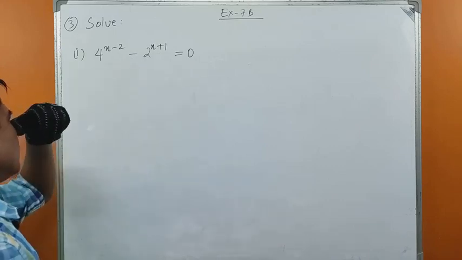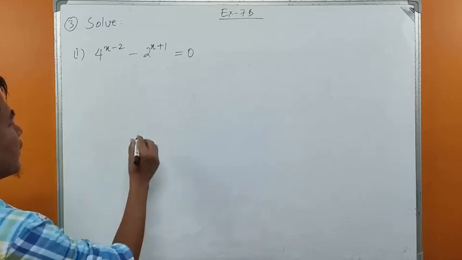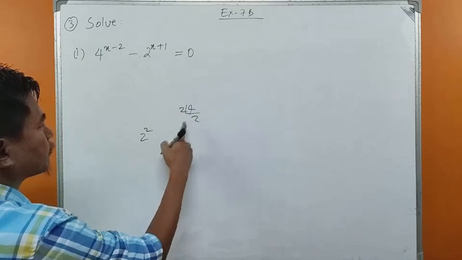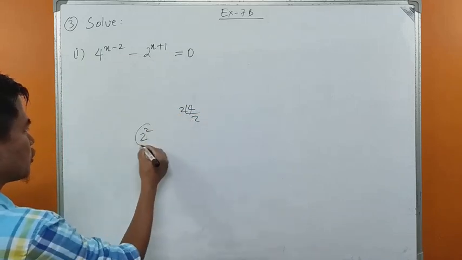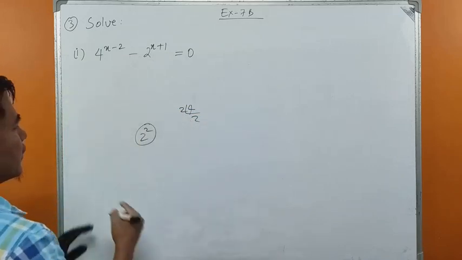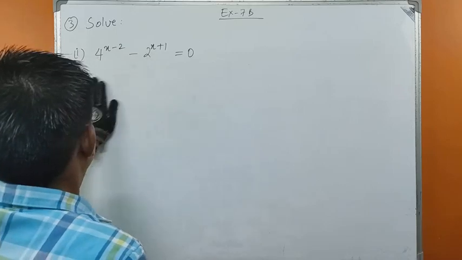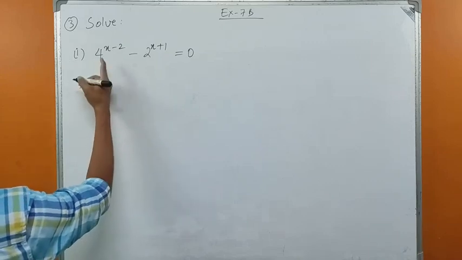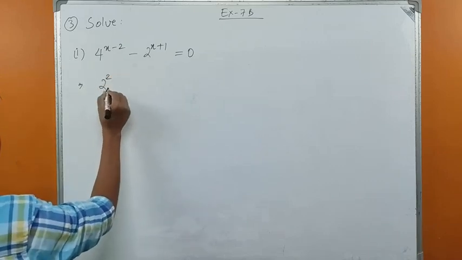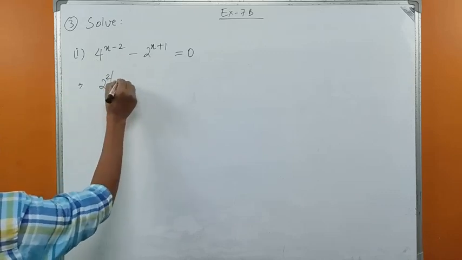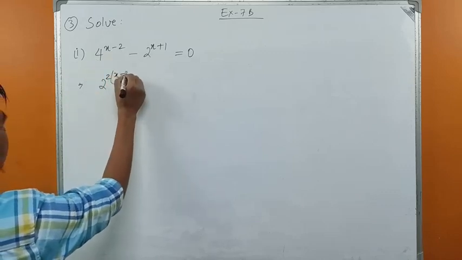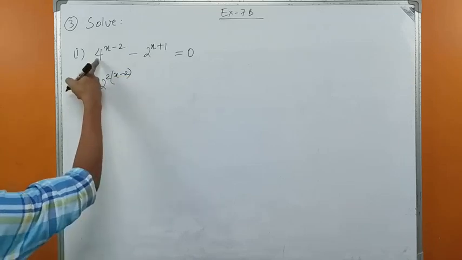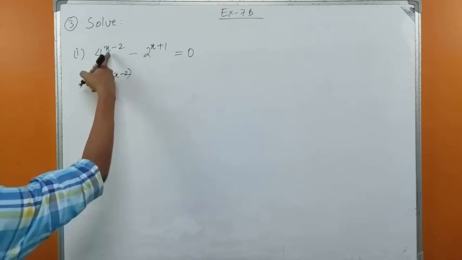Instead of writing 4, we can write 2 squared, isn't it? 4 means 2 2s are 4. 2 multiplied 2 times gives us 4. So 2 squared can be written as 4, or this 4 can be written as 2 squared. 2 squared is 4, and we have x minus 2 already as a power of 4, isn't it? So this 4 is 2 squared and this x minus 2 was already there.